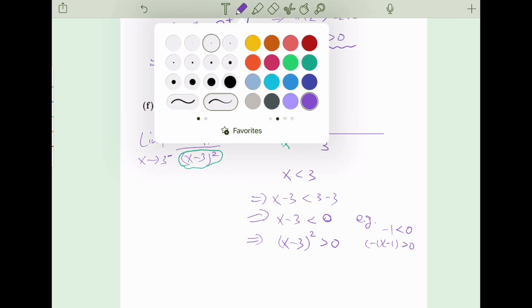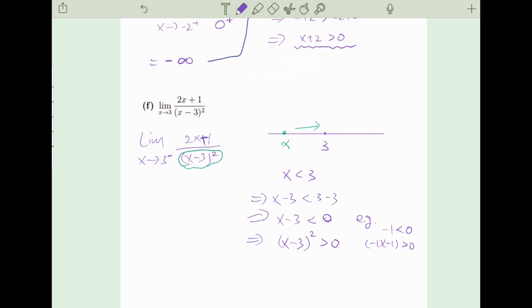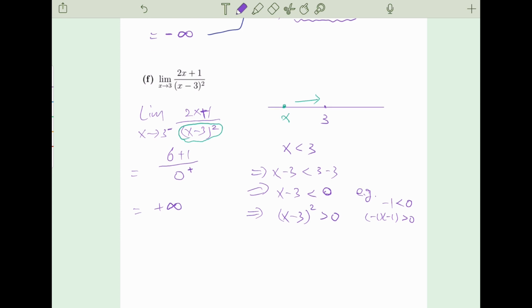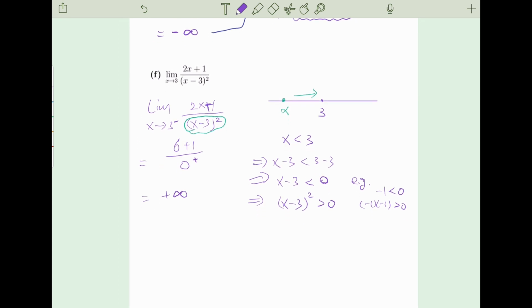So when you square something, it becomes positive. Right? So now we plug in 3 minus to the top. We have 6 plus 1 divided by 0, this time plus. And we have 7 divided by a very small positive number, which is positive overall. So the answer is positive infinity. Okay, that is the left limit.